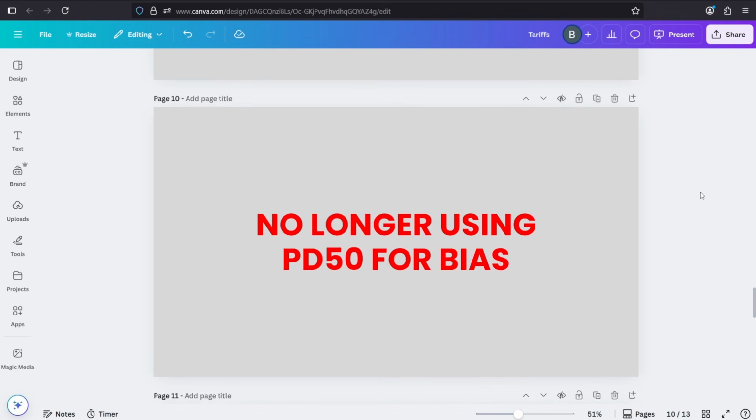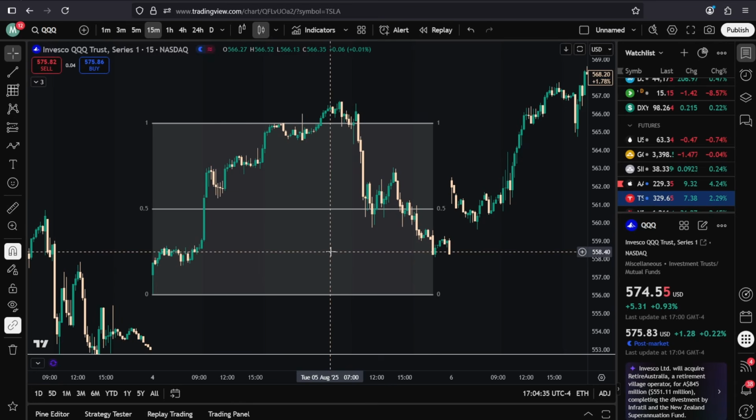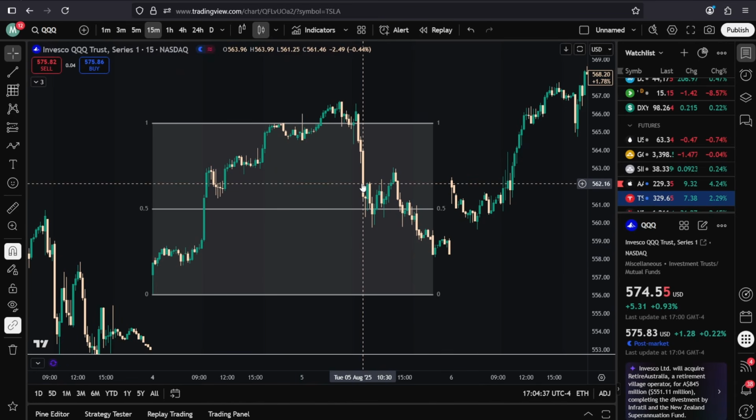The first one being we are no longer using previous day's 50 for bias. We used to use that previous day's 50 to assess whether we were bullish or bearish into the following day. Again, several months of backtesting have told me that we no longer need this tool for the bias.